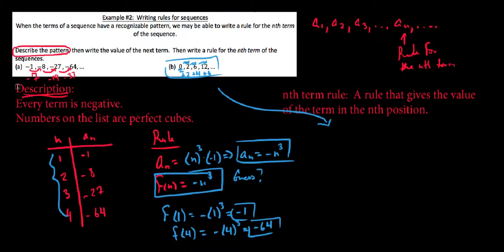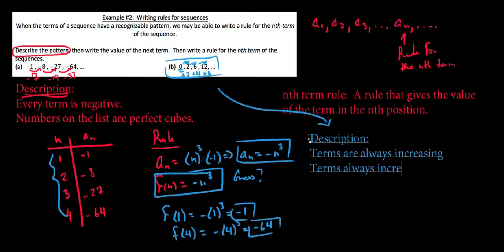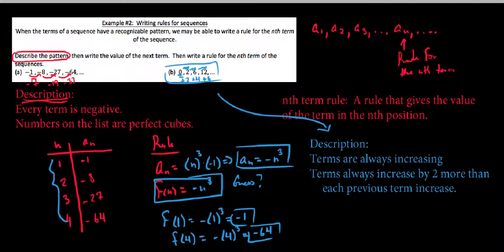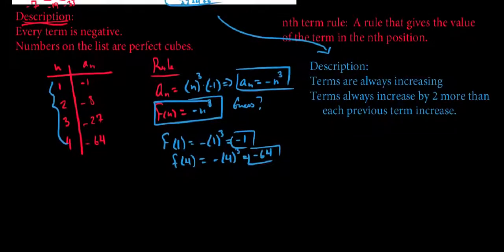So if I had to describe this, how might I describe this in words here? Description. We say that the terms are always increasing. And how about, terms always increase by 2 more than each previous term increase. Now, I happen to know, because I look at a lot of quadratic things a lot of the time, that quadratic things or parabolas behave a lot like this, where you're speeding up, kind of like gravity behaves this way. So the question is, how the heck do you write a rule for something like this? Hey, it might be quadratic, but you're not going to see that at first.